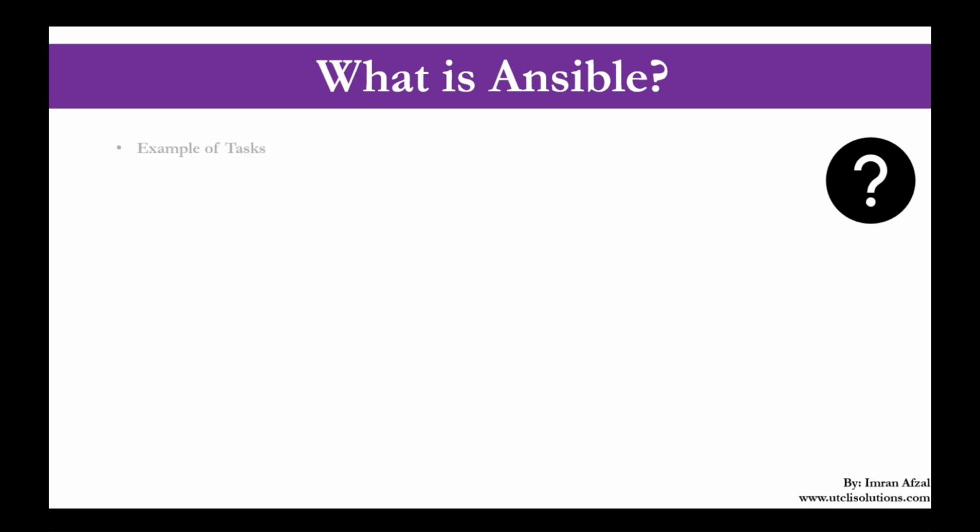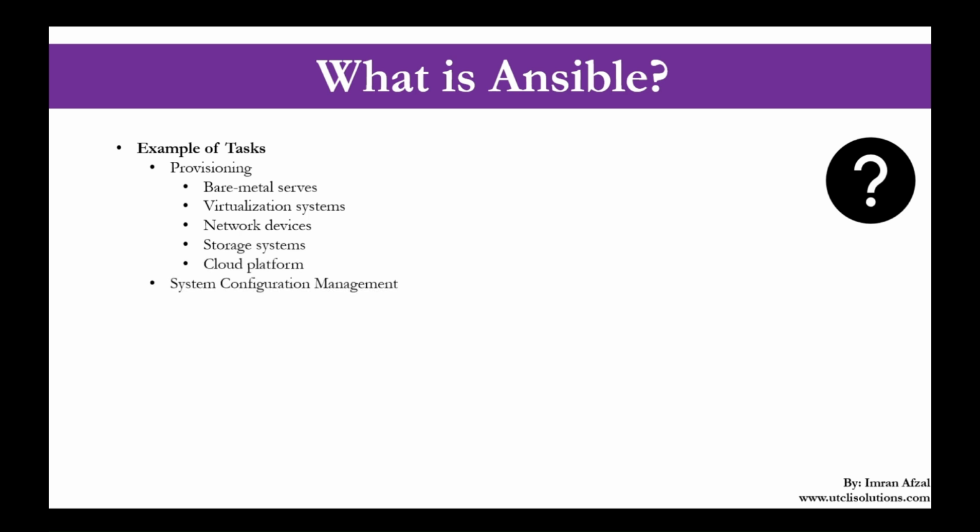Now let's take a look at a few examples of the tasks that can be automated using Ansible. Provisioning, which we already have talked about. You could actually provision your bare metal server, virtualization systems, network devices, storage system, cloud platform.